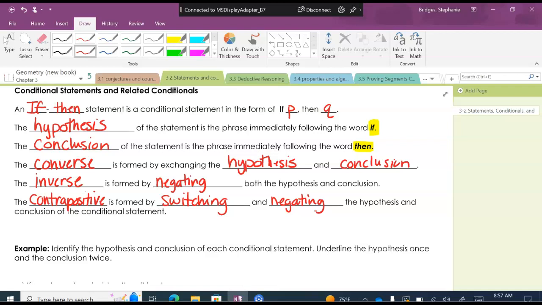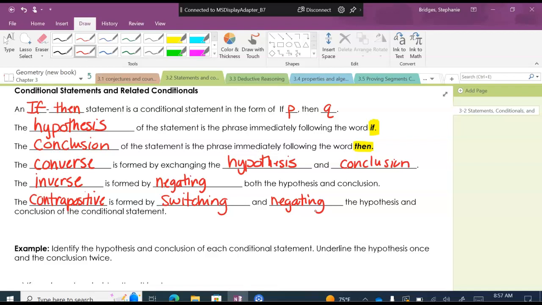Switching them. So I would say, if I use my umbrella, sometimes you have to leave some words out and let it make sense. Then what? It's raining. Can't spell, sorry. Okay, so I just took my conclusion and put it first. I took my hypothesis and put it second. Make sense?